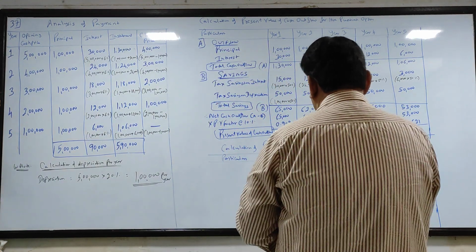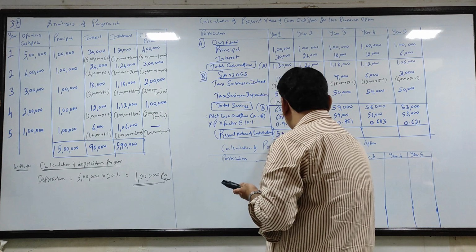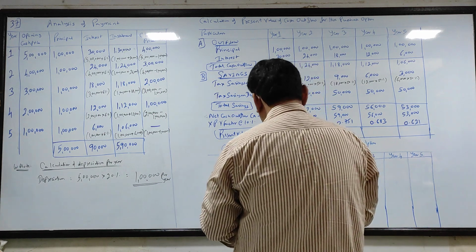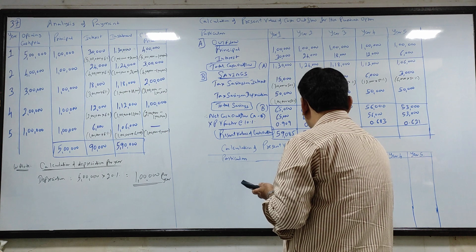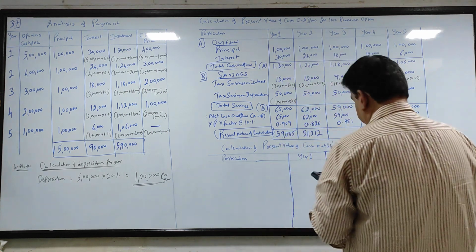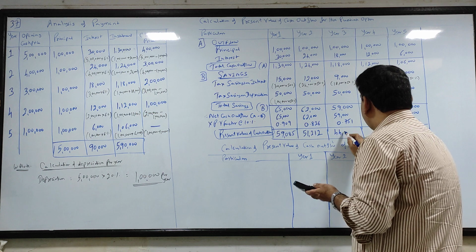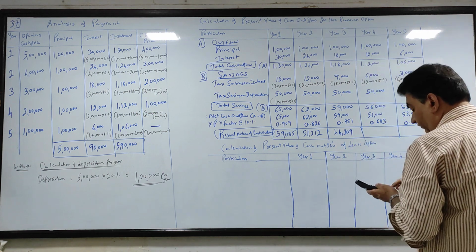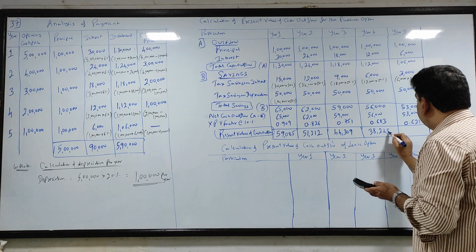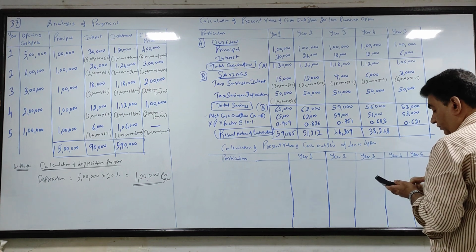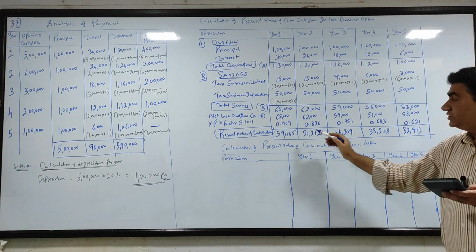So 65,000 into 0.909 is 59,085. 62,000 into 0.826 is 51,212. 59,000 into 0.751 is 44,309. 56,000 into 0.683 is 38,248, and 53,000 into 0.621 gives you 32,913. Okay, this means what?